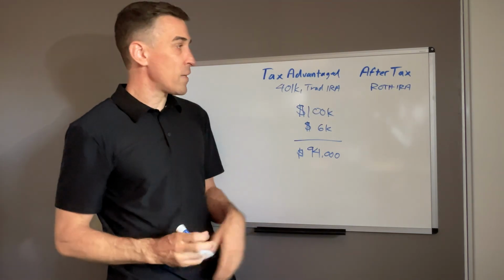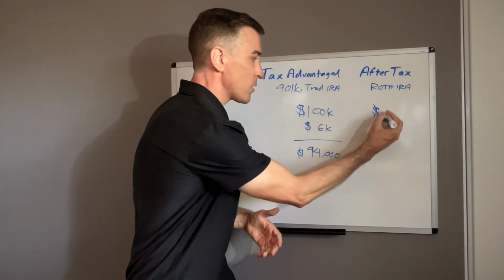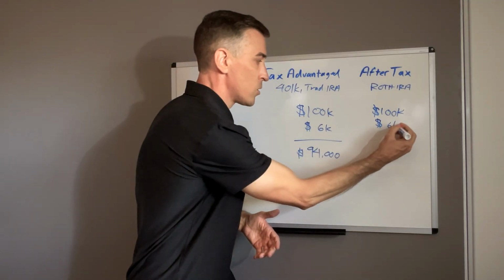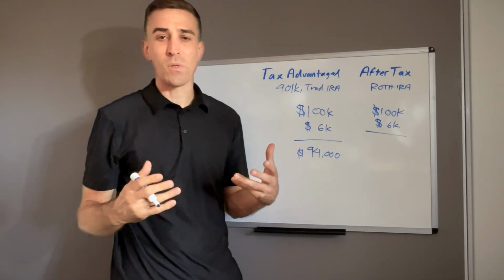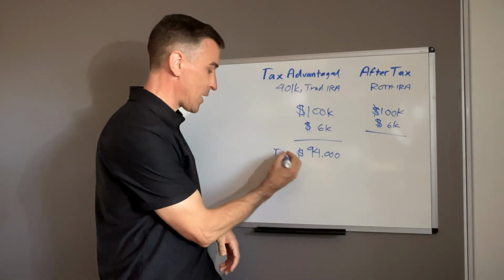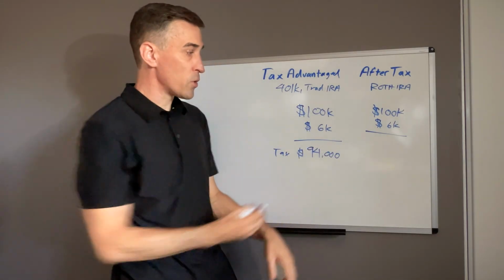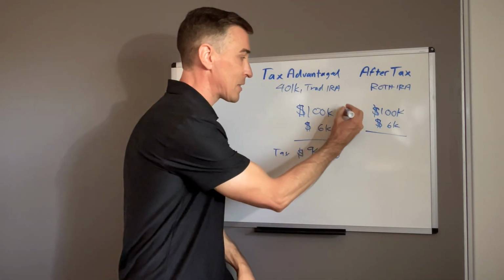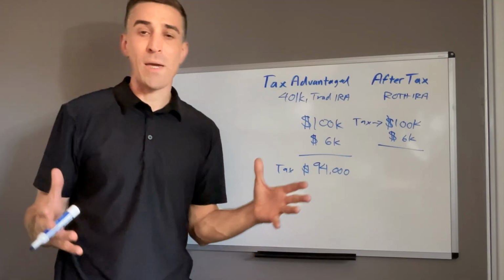So in the case of an after-tax account, like a Roth IRA, in the same example, let's say you earn the same amount, $100,000 a year, you can contribute the same $6,000 to your Roth IRA. Well, you haven't reduced your taxable income at all because this is an after-tax account. So although you contribute $6,000 to the account, just like you did in a tax advantage account, you're still going to be taxed at your $100,000 income. So what happens when you go to make withdrawals in retirement?